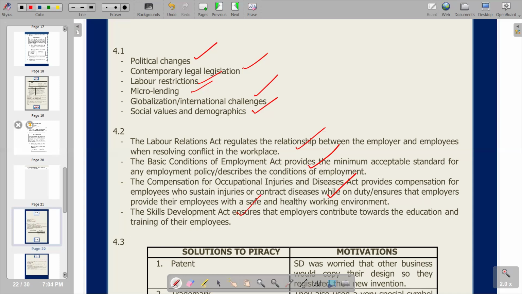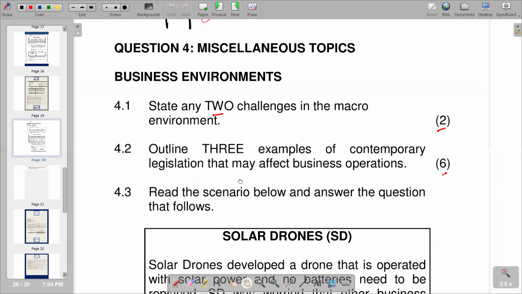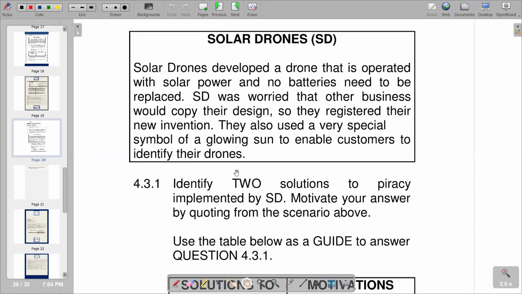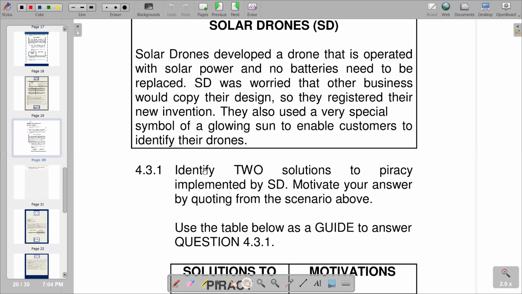Question 4.3 reads: read the scenario below and answer the question that follows. We are given information about Solar Drones, in brackets SD. Solar Drones developed a drone that is operated with solar power and no batteries need to be replaced. SD was worried that other businesses would copy their design, so they registered their innovation. They also used a very special symbol of a glowing sun to enable customers to identify their drones. The question, according to the information given, is 4.3.1: identify 2 solutions to piracy implemented by SD. Motivate your answer by quoting from the scenario.